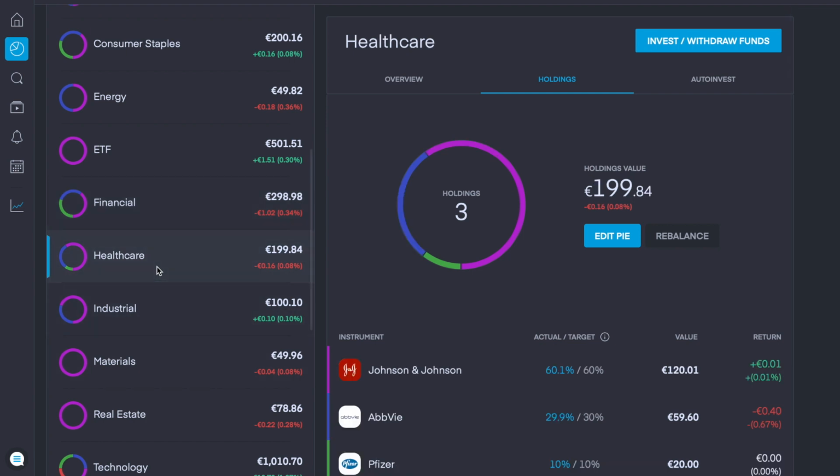Next, we have the healthcare sector. We currently have just under €200 invested in this, and the 3 companies we have are Johnson & Johnson with a 60% weighting, AbbVie with a 30% weighting, and Pfizer with a 10% weighting.